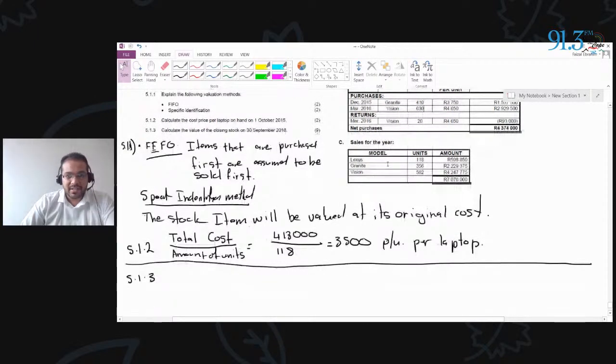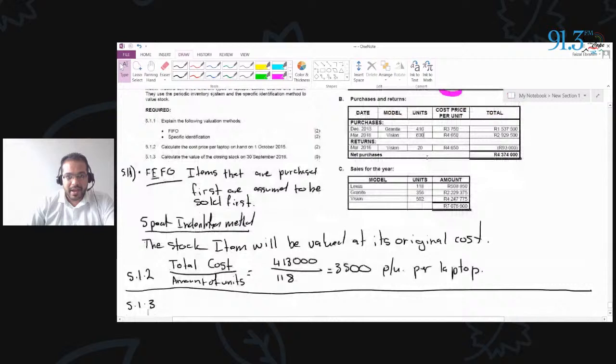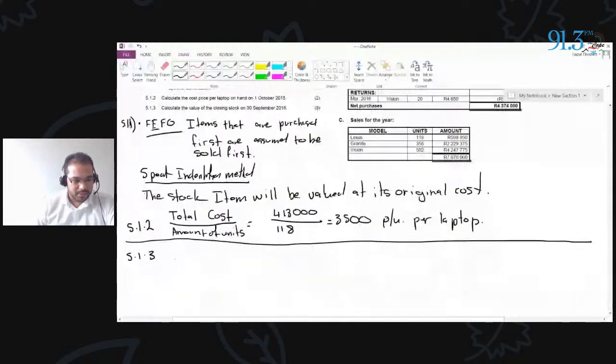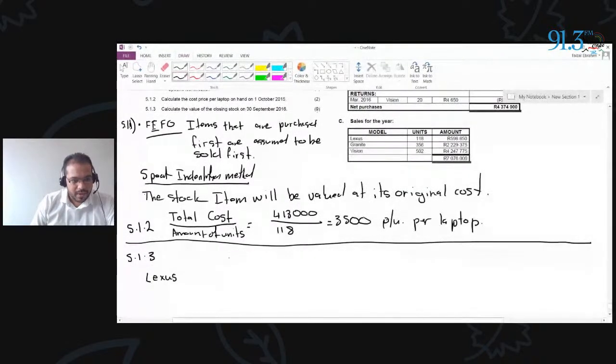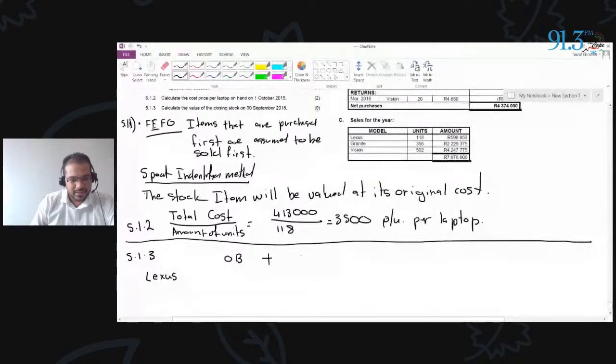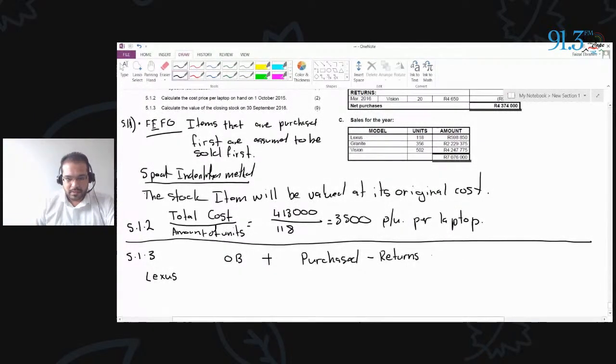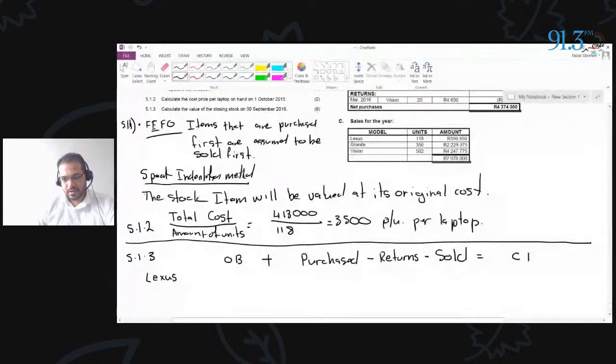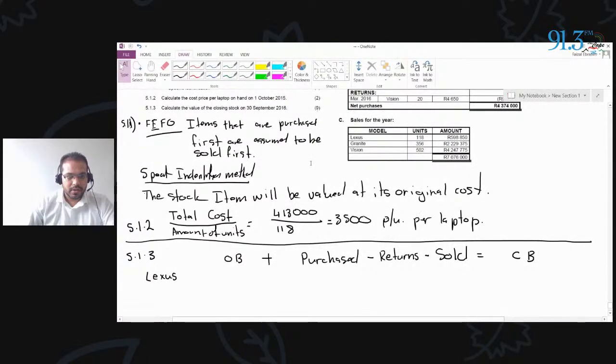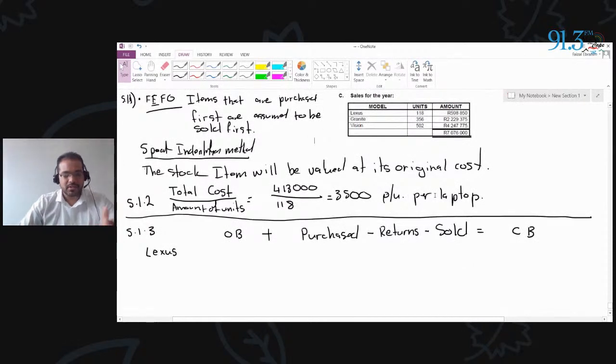So what I'll do is set up my workings as follows. First of all, I know that I have an opening balance. I have Lexus. So what I like to do is put Lexus over here. I'll have my opening balance, plus what I purchased, minus what I returned, minus what I sold, which will give me what's left over, a closing balance. So if we go now, let's look at the Lexus brand first. We'll do one brand at a time. So the first one is Lexus.